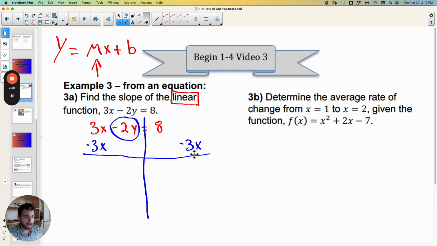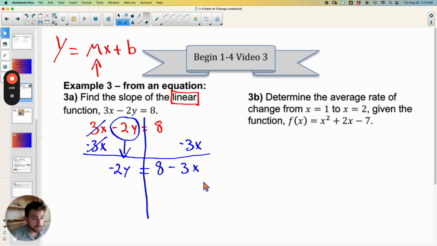You cannot combine these. So 8 minus 3x is not 5. Do not do that, okay? These are not like terms. We cannot combine them. So I know that the 3x and the negative 3x cancel. So I'm going to bring down my negative 2y. So negative 2y goes here, equals. Now these, like I said a second ago, cannot combine. So I'm going to go ahead and write this, though, as 8 minus 3x.